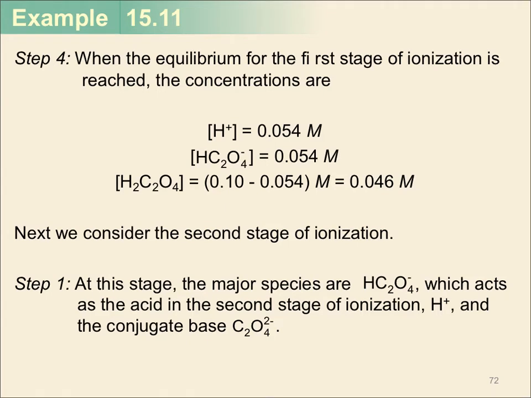So the first stage of ionization leaves us with this: 0.054 molar H plus, 0.054 molar HC2O4 minus, and 0.1 minus 0.054, or 0.046 molar, in terms of oxalic acid. So that's the first ionization. For the second ionization, we're going to take the HC2O4 minus and deprotonate that.